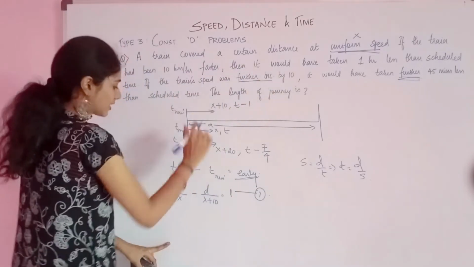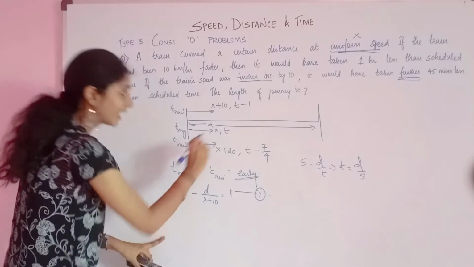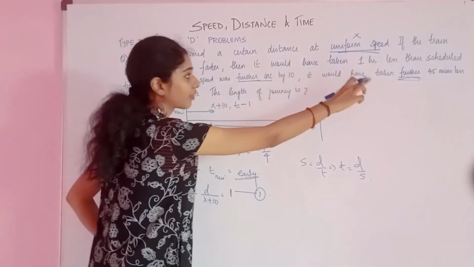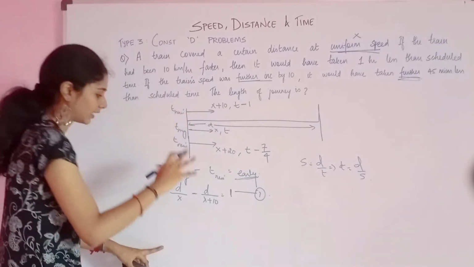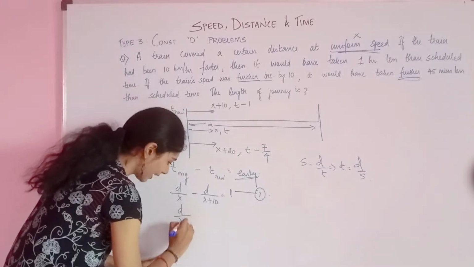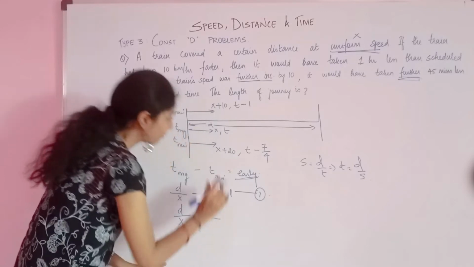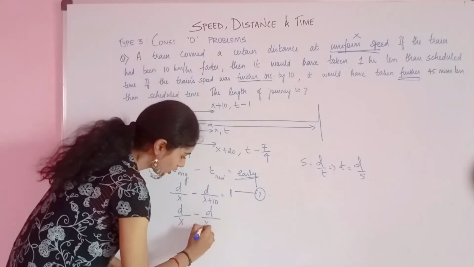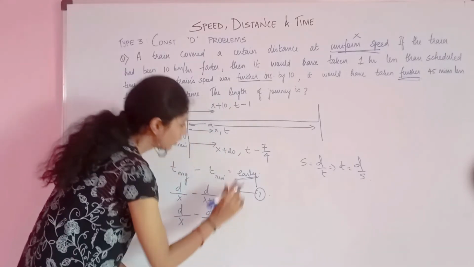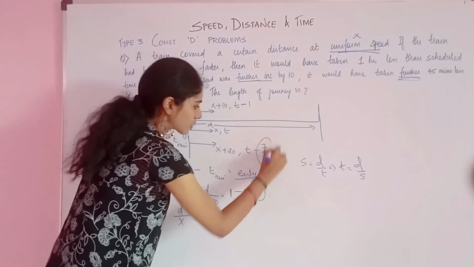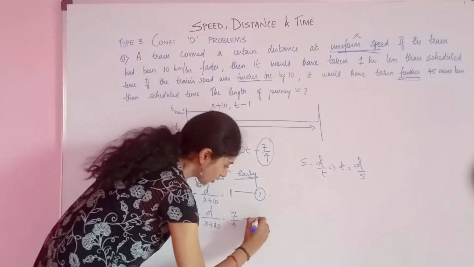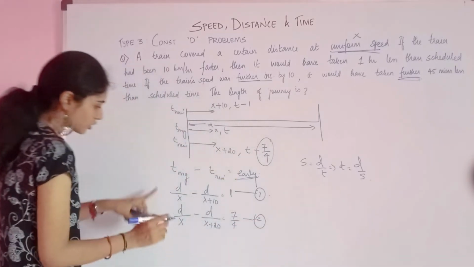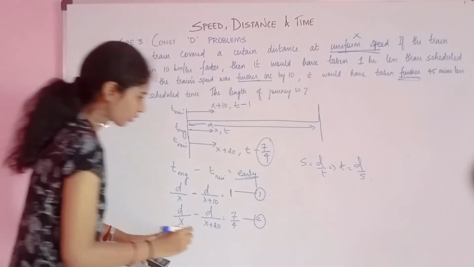For the third statement, the equation shall be what? It's again arriving early. It would have taken a further 45 minutes less than the scheduled time, which means it's again early. So it is d by x minus d divided by x plus 20 is equal to how many hours it arrived early by: 7 by 4. So this is going to be our second equation. We have to simplify both of these equations.